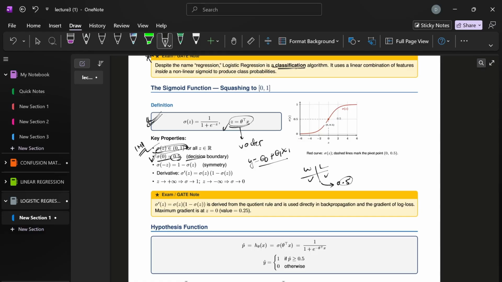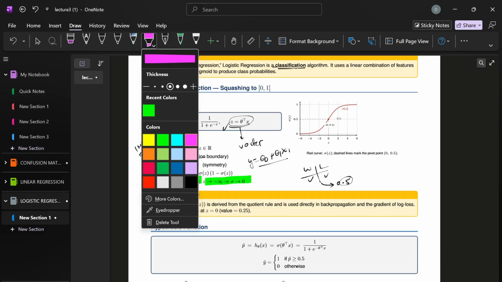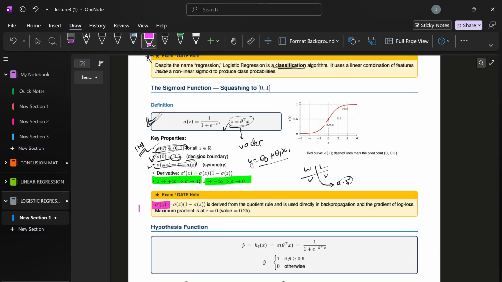So 0.5 is our decision point, and that is how we do logistic classification. The function is also symmetric: sigma of minus z equals 1 minus sigma of z. That's also an important thing. The third point is that as z goes to positive infinity, sigma approaches 1, and as z goes to negative infinity, sigma approaches 0, so it has boundary conditions. Then we have the classical derivation of the derivative, which can be important for some institute exams. The maximum value of the derivative, which we get through the quotient rule, is 0.25. You need to remember this, and this value occurs at z equals 0.